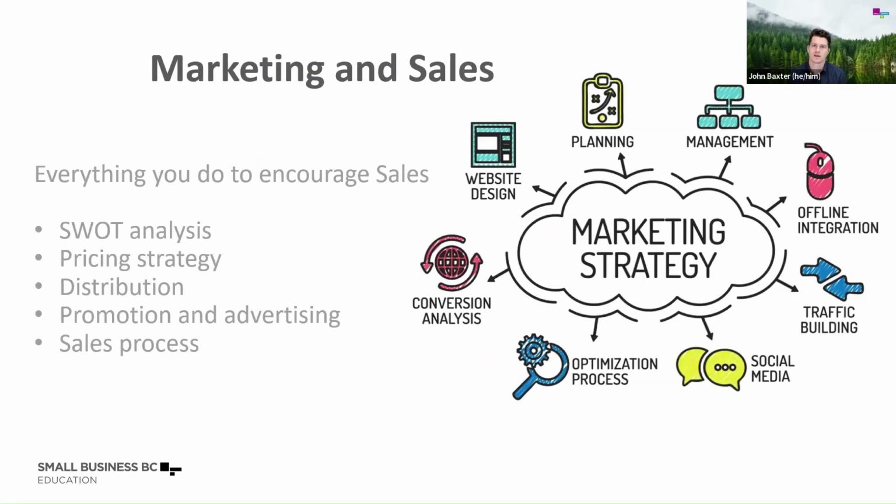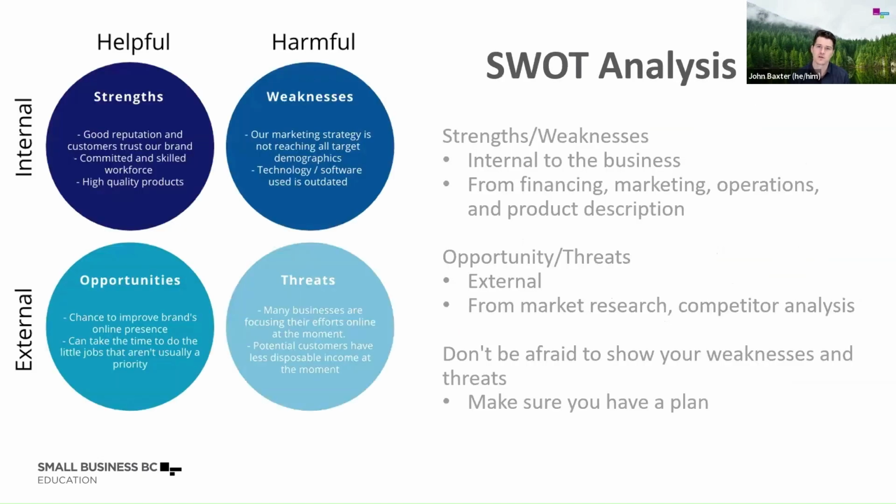So next, we're going to look at the marketing and sales section. This is going to be about everything you do to encourage sales in your business. And this is a section that's going to vary heavily between businesses. The first part of this is the SWOT analysis. The SWOT stands for strengths, weaknesses, opportunities, and threats. Strengths and weaknesses are going to be internal to the business, whereas opportunities and threats are external.